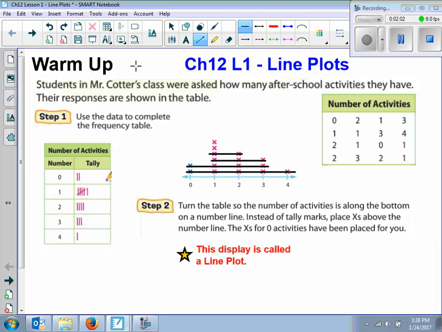Okay? If they're not that organized, if they're not that lined up, chances are you could possibly choose the wrong mode. You might possibly choose the wrong median. So you need to make sure that your data, your X's line up. Okay?